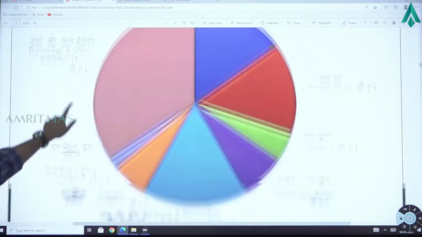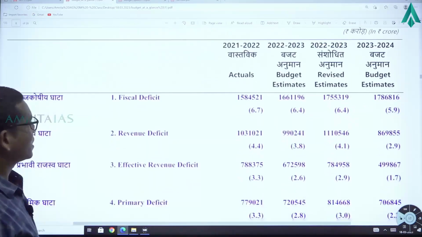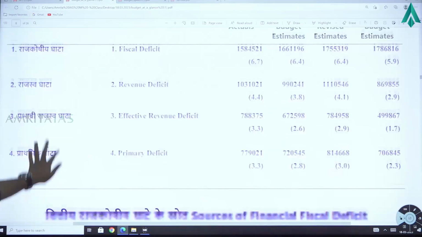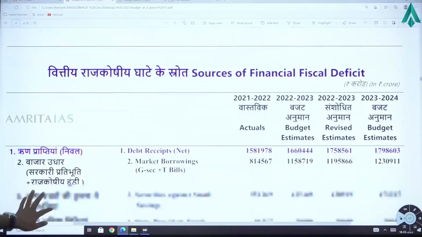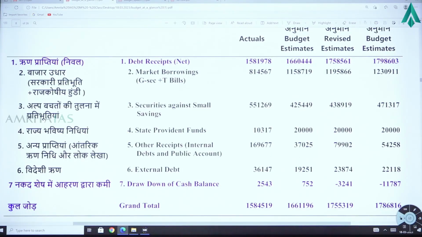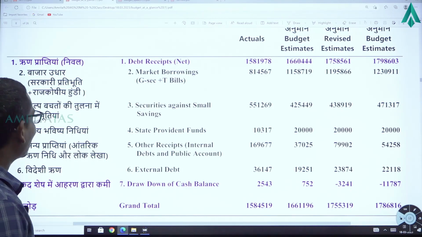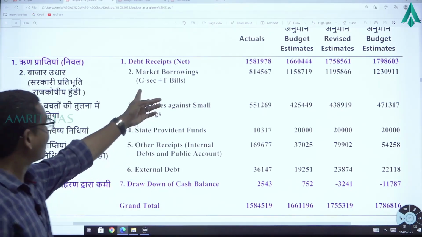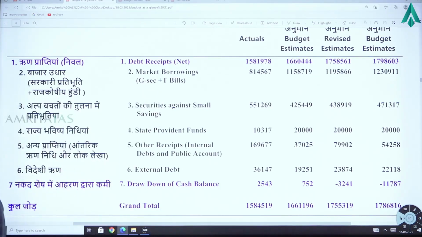Anyway, I'll show you the absolute number. These deficits, you can understand: fiscal deficit, revenue deficit, effective revenue deficit, primary deficit. Your borrowing program. How much do you need to borrow? 17,98,603 crore you have to borrow. Market borrowing, G-Secs plus T-bills, how much? 12 lakh. In that, most of it is from G-Secs, not T-bills.